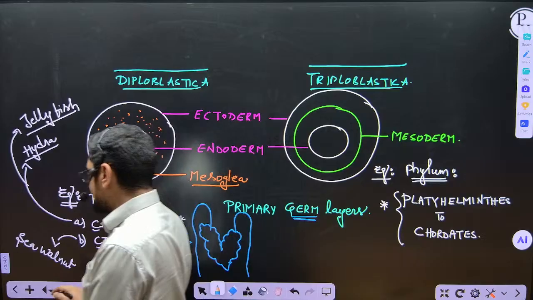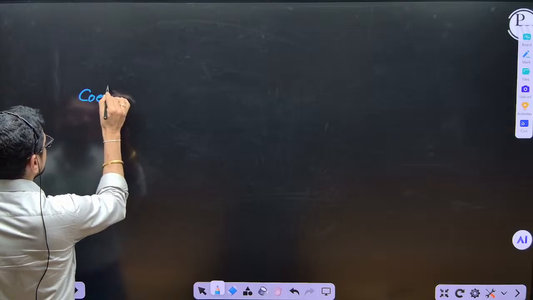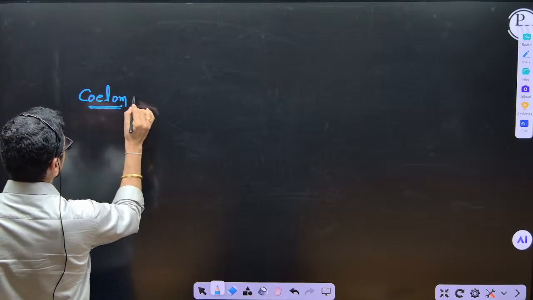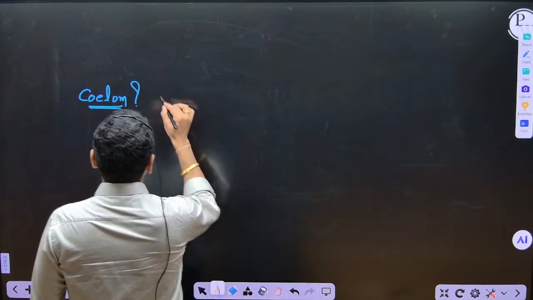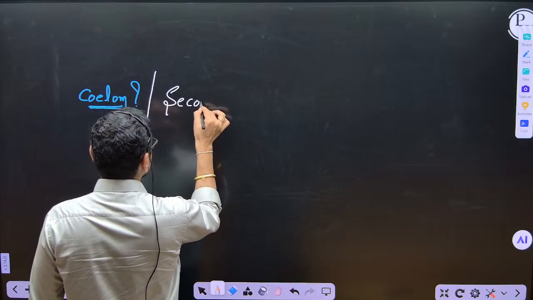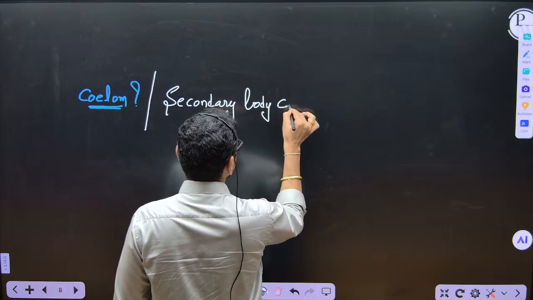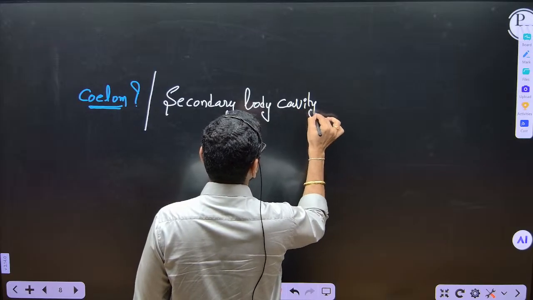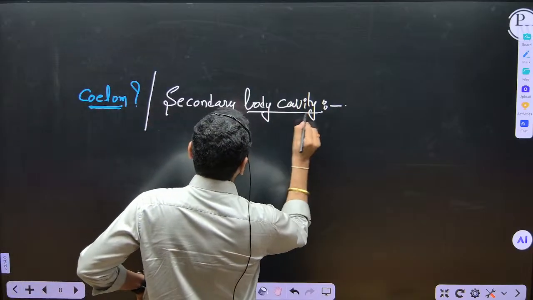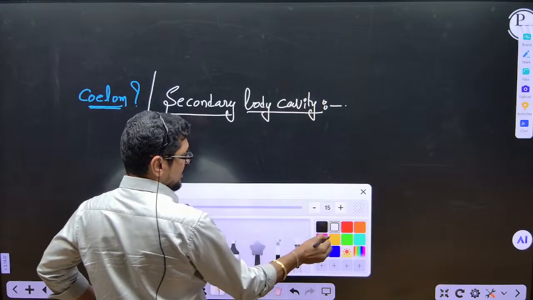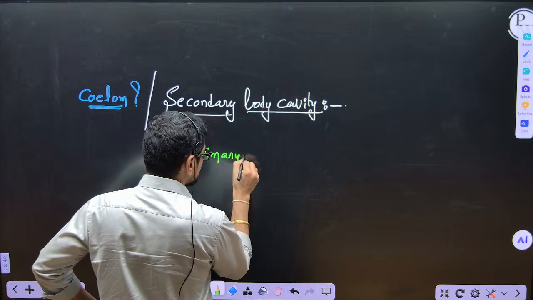And now let me tell you another interesting topic called C-O-E-L-O-M. What is coelom? Coelom is also called secondary body cavity. Secondary body cavity is different from the primary body cavity. So in order to know what the secondary body cavity is, you should know what the primary body cavity is.